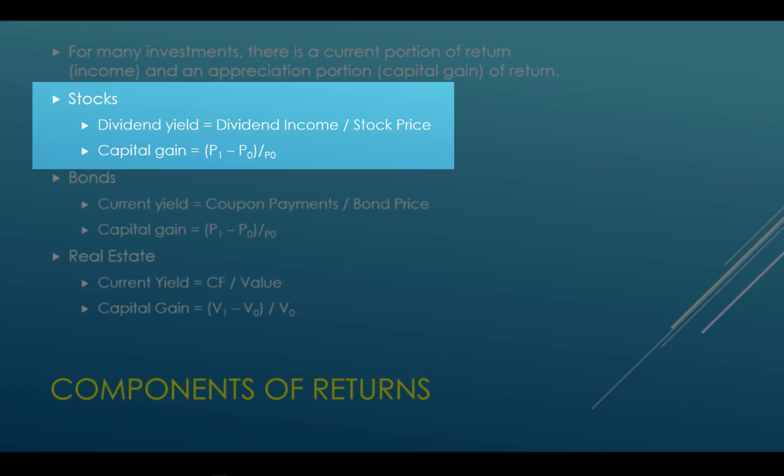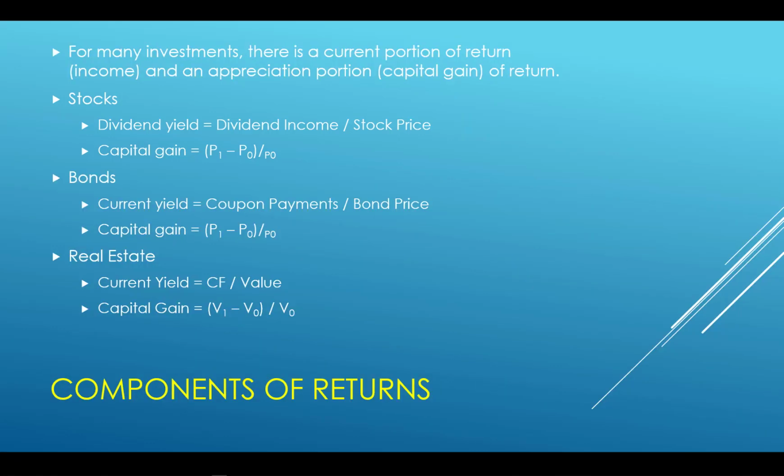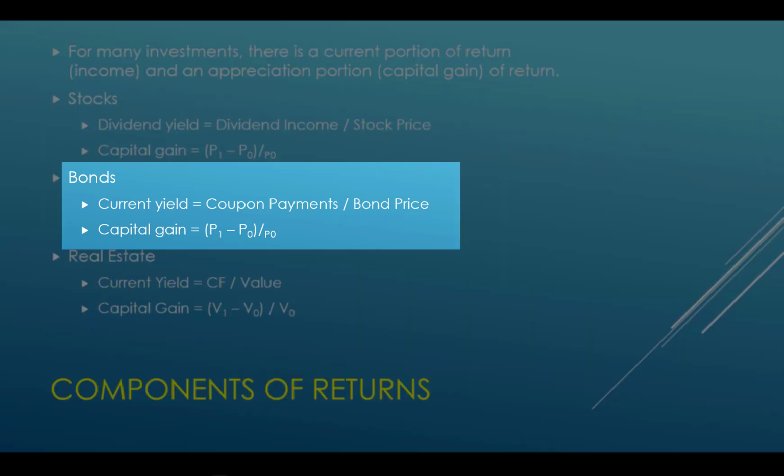That's saying the price at the end of the year minus the price at the beginning of the year, all divided by the price at the beginning of the year. This gives you a percentage change in price over the course of a year. Of course, it could be a different time period, but usually we're going to be measuring returns over the course of a year. So if we put the dividend yield together with the capital gain, we would have the total return for a stock.